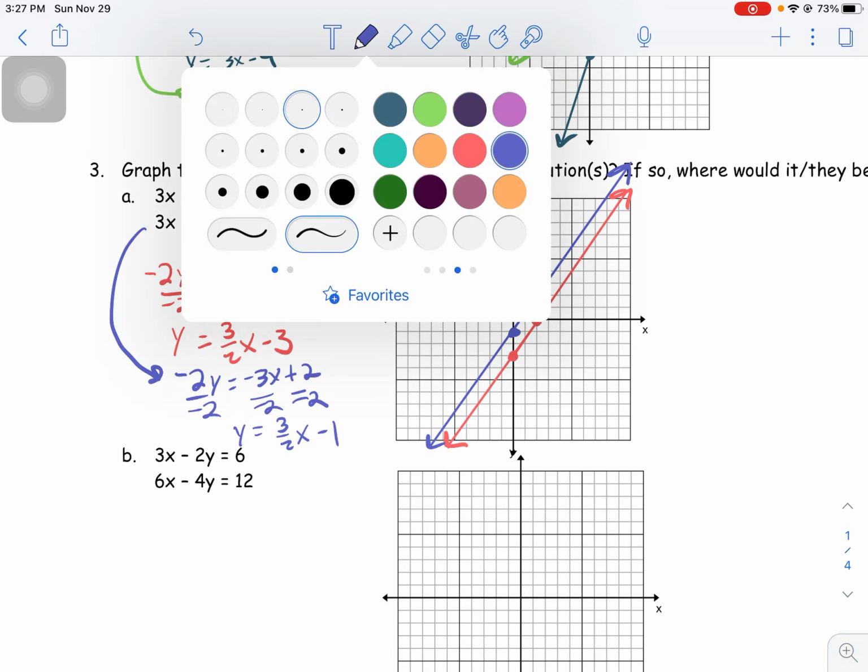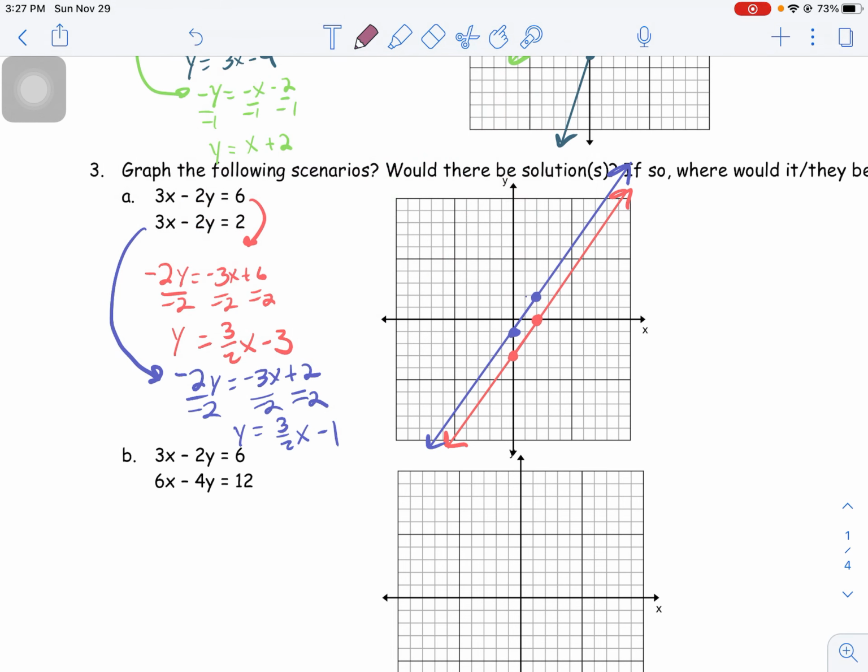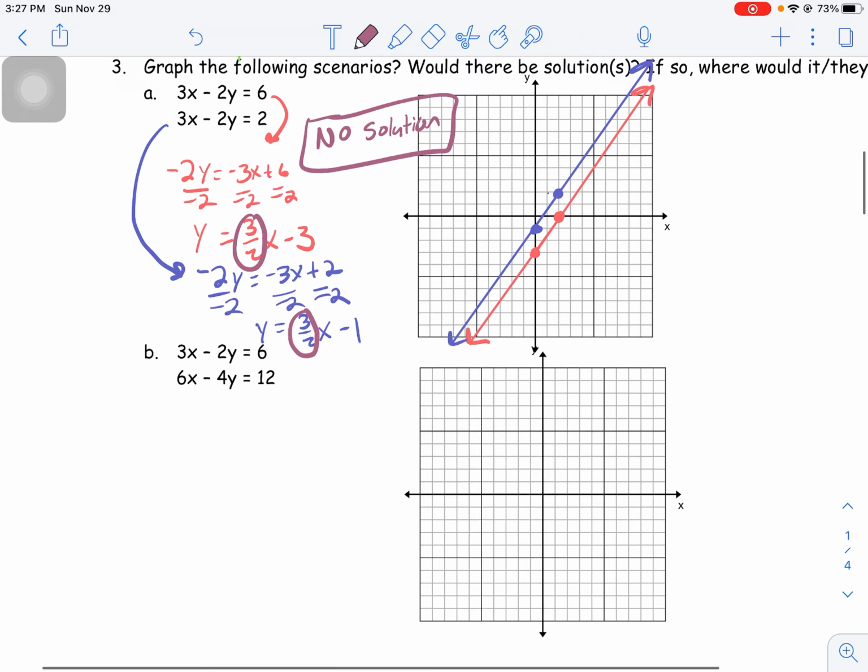Anyway, once you graph both of those lines, as you can see, because the slopes are the same, these two graphs are parallel. Well, parallel lines are never going to intersect each other. So this is our special case where we get no solution. All right.